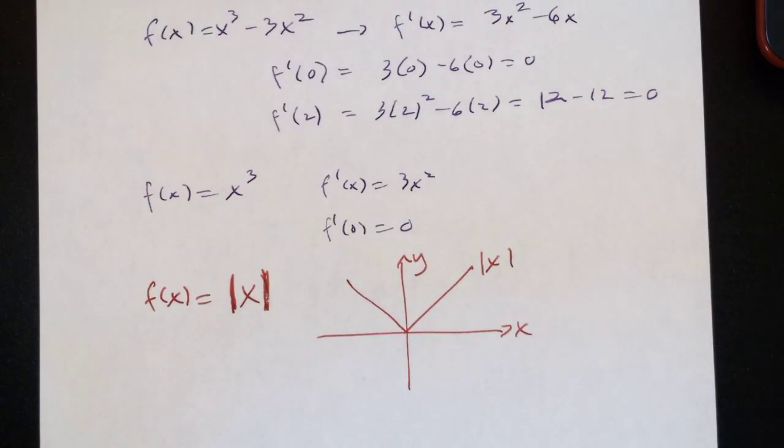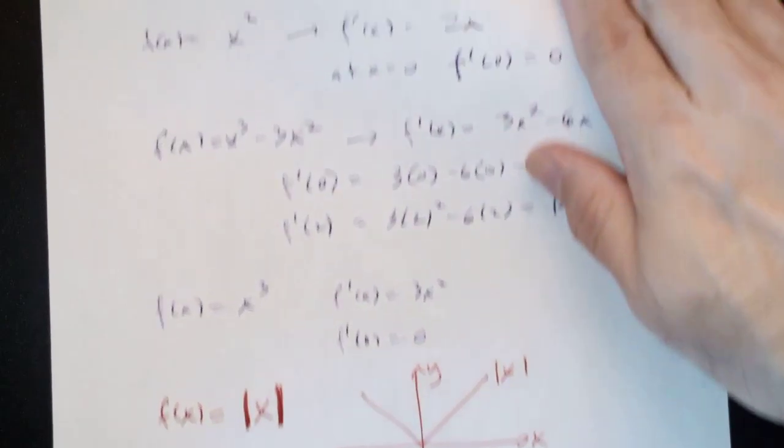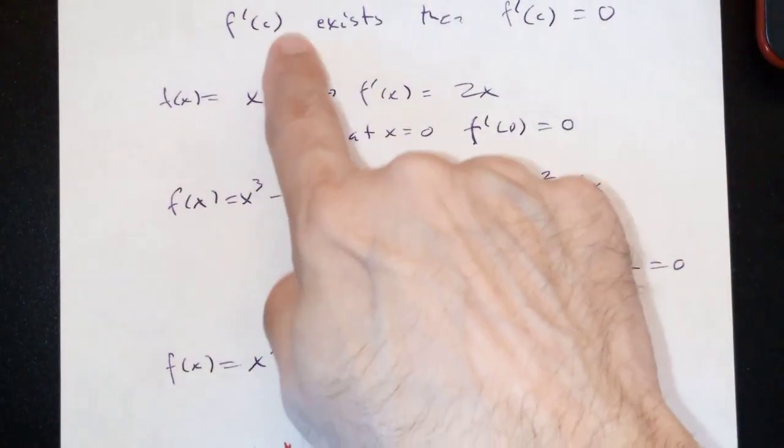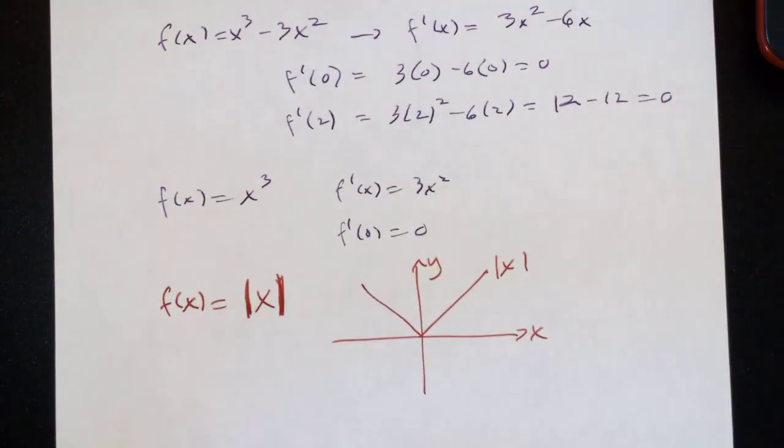I have an extreme, don't I? I have an absolute minimum on this graph. But there's no horizontal tangent line. Sharp points are where my derivative doesn't exist. Again, Fermat isn't wrong. Fermat explicitly said, if I have an extreme and if f prime exists there. f prime doesn't exist at 0.